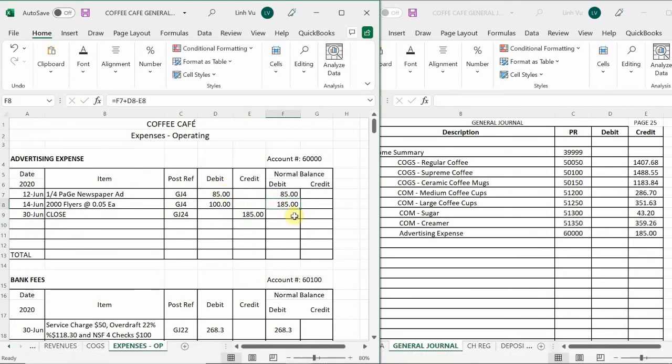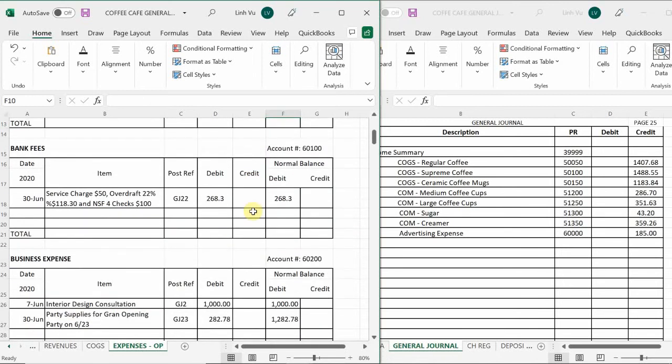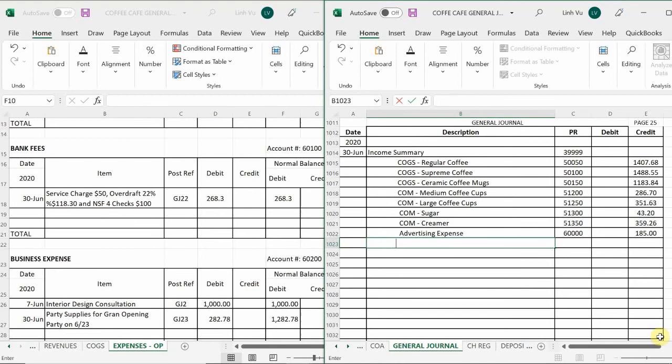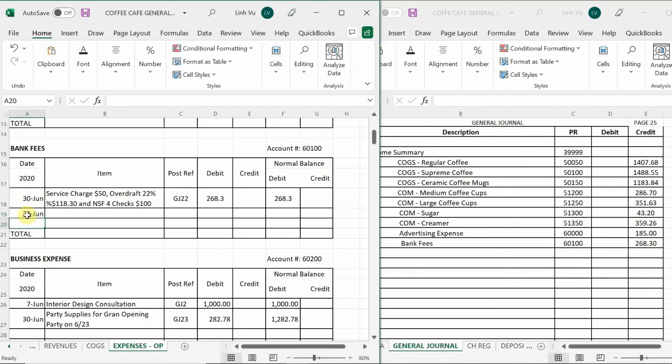And that should bring your account to 0. Okay. Our next account is 6,100 for bank fees, for a total of $268.30.